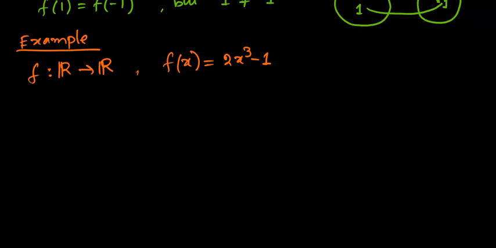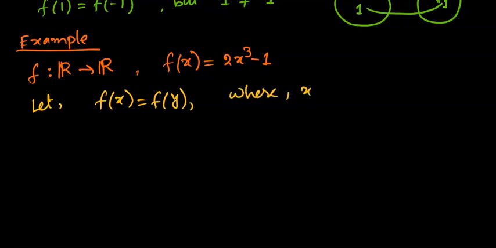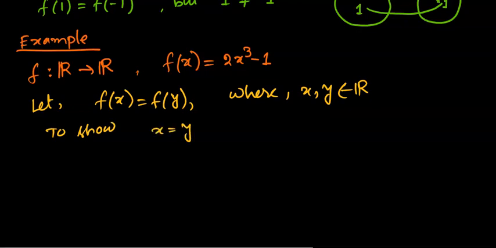Now take this example. f from R to R is defined by f(x) equal to 2x cube minus 1. We will show that this function is injective. So let f(x) equal to f(y), where x, y belong to the domain, that is here the set of real numbers. So if we assume that f(x) equal to f(y), we have to show that x equal to y. To show x equal to y, let's do like this.